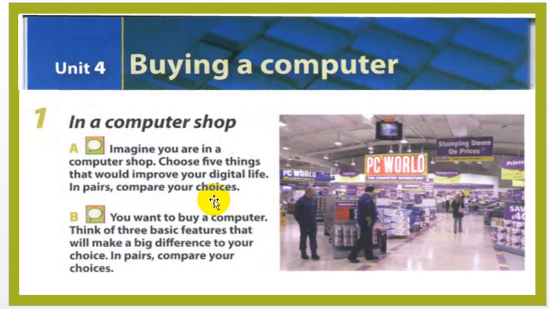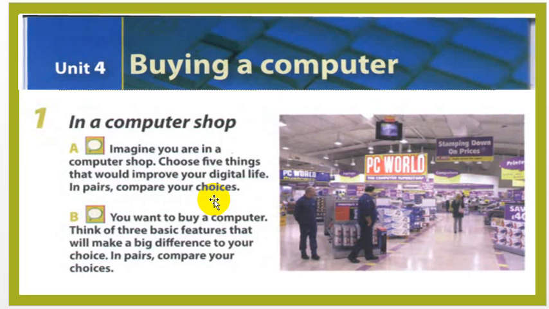The title of this unit is Buying a Computer. Unit 4, Buying a Computer. In a computer shop, the first task is in a computer shop. Part A: imagine you are in a computer shop. Choose 5 things that will improve your digital life. What you should do: have your pen and paper and write 5 things that would improve your digital life. What are they? For example, mobile, computer, camera, video recorder, something like this. Okay. You want to buy a computer.